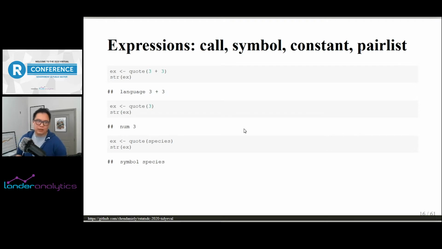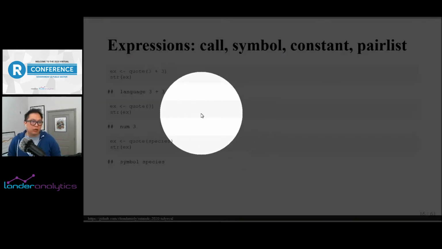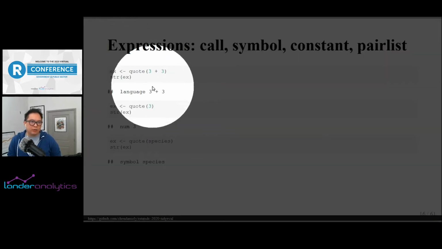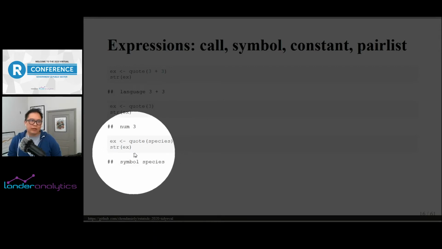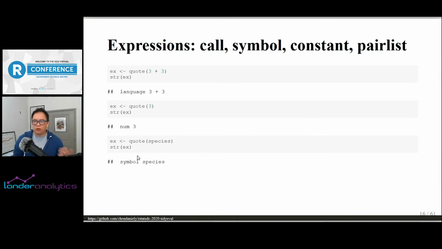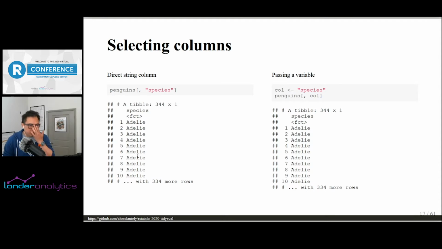And so expressions can be different things. They can be a call, a symbol, a constant, or a pairlist. Those are all really just implementation details under the hood. So if I say something like 3 plus 3, you'll see that I'll get a language object back. But if I put in 3, just a number, I'll get a number object. And then if I put in something, you'll get a symbol. So you can quote things, but under the hood, it's stored a little bit differently.